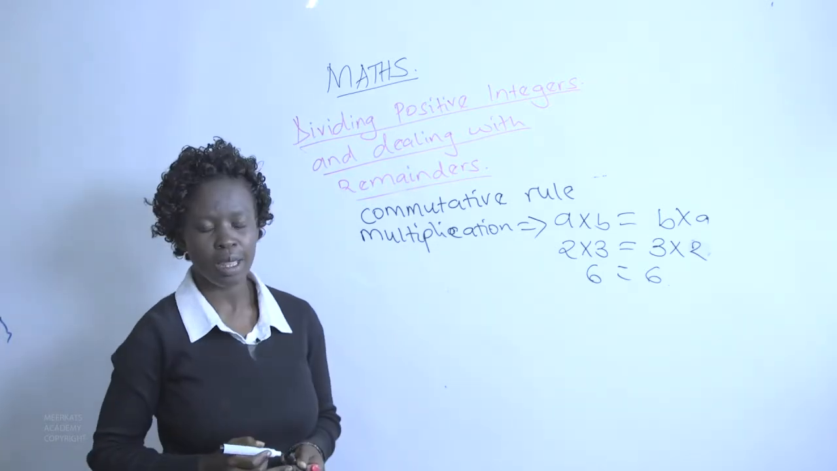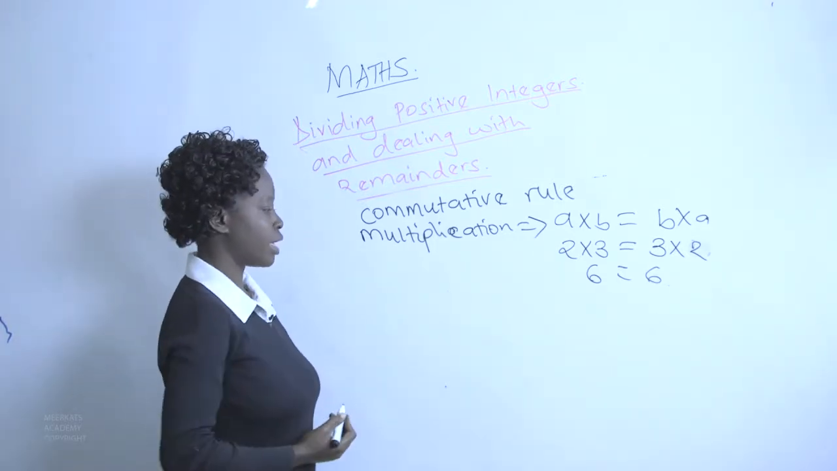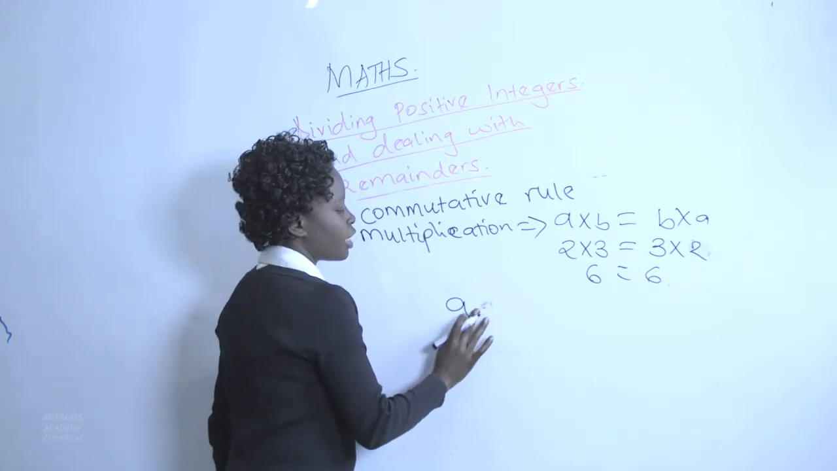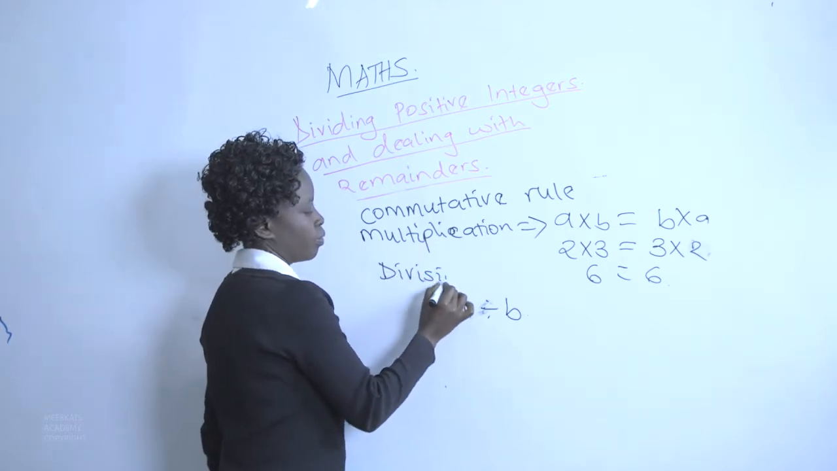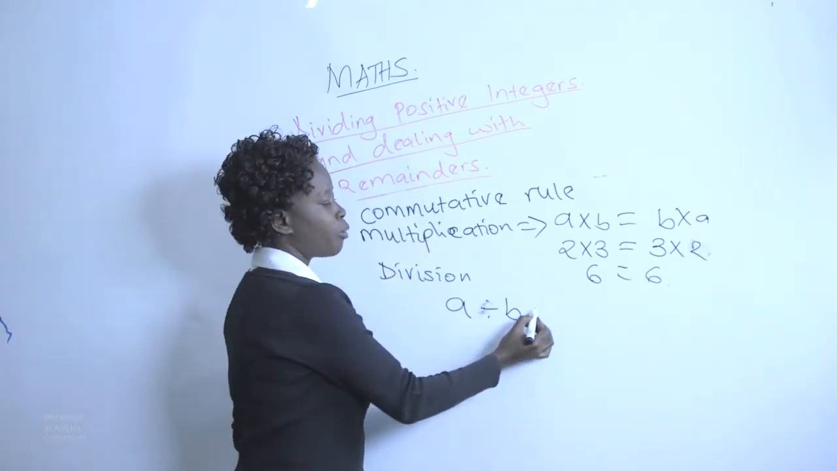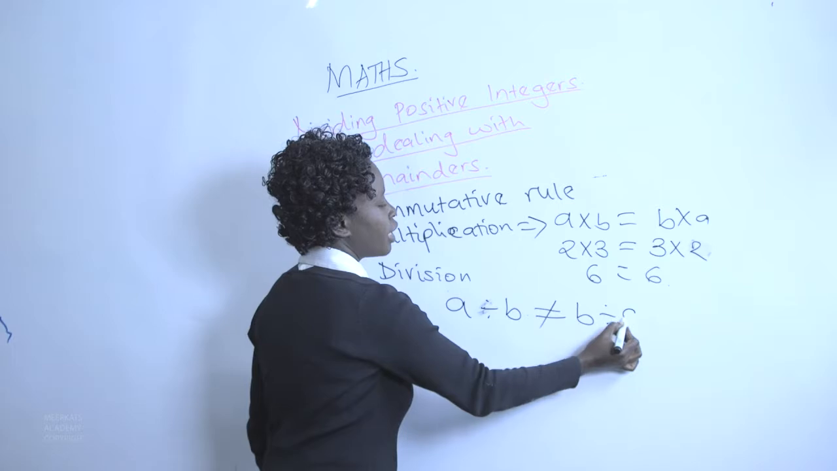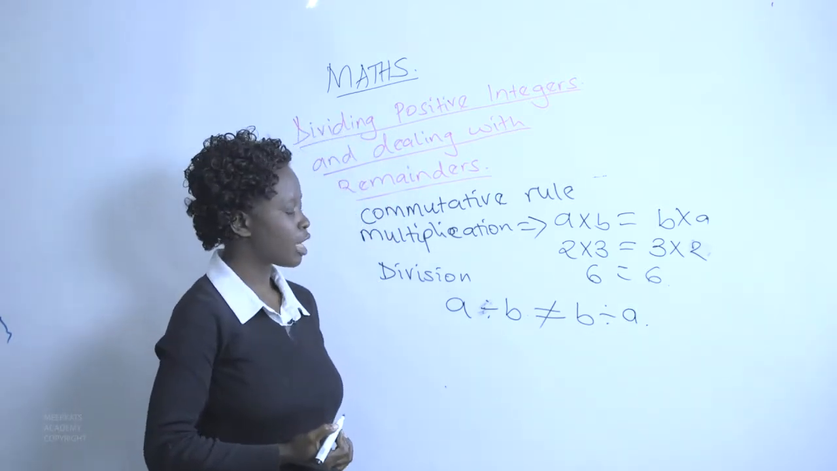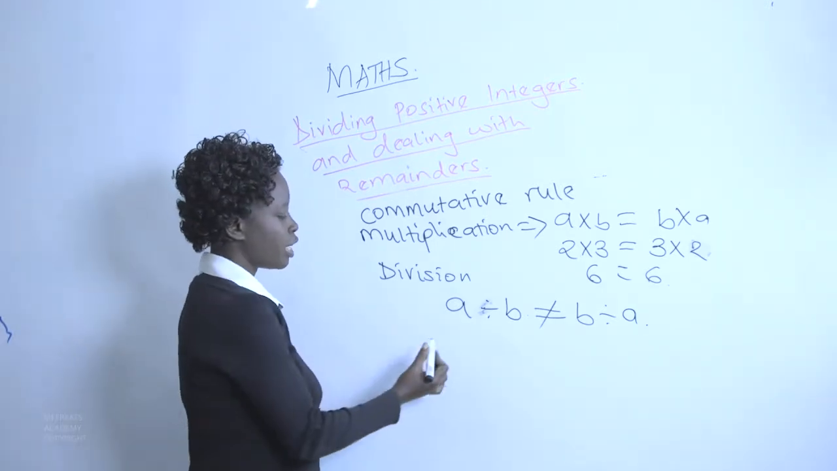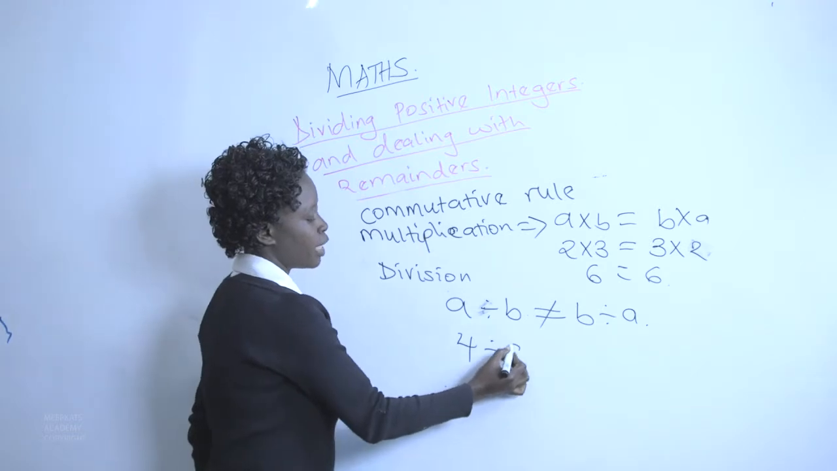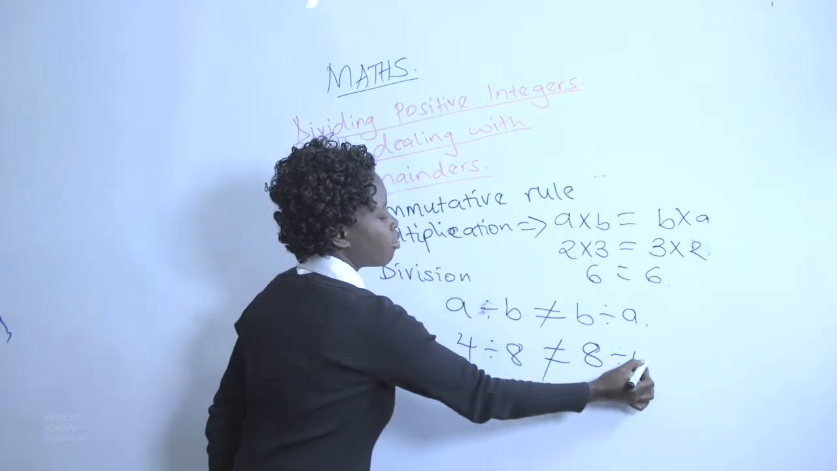But when we apply this rule in division, you find that it doesn't apply. An example is, if I'm having A divided by B, we are saying it is not equal to B divided by A. So the commutative rule does not apply when it comes to the division process. An example could be, if I'm having 4 divided by 8, and on the other side we have 8 divided by 4.